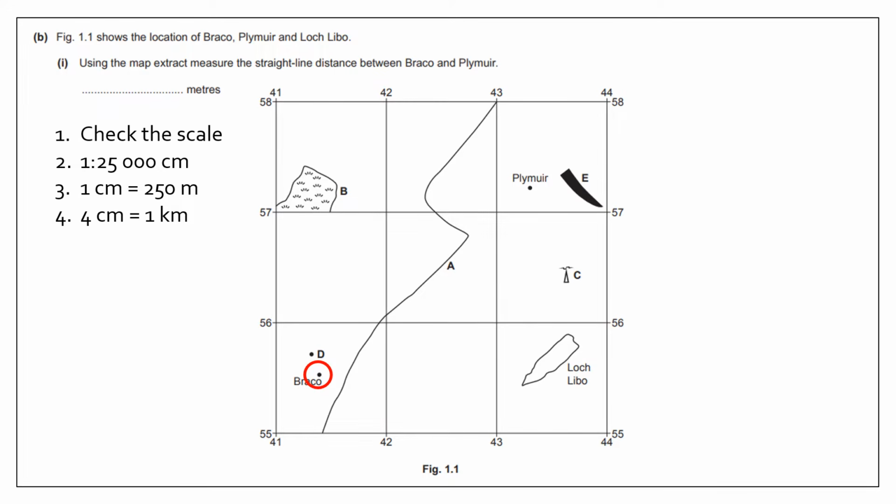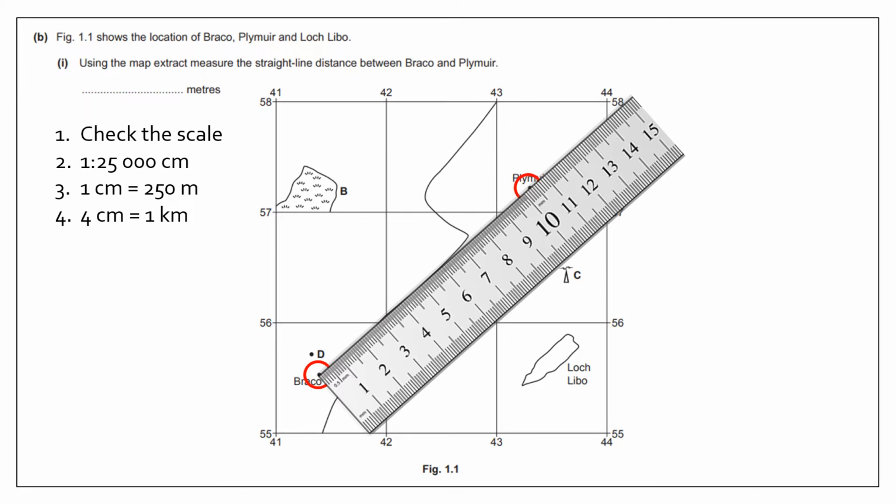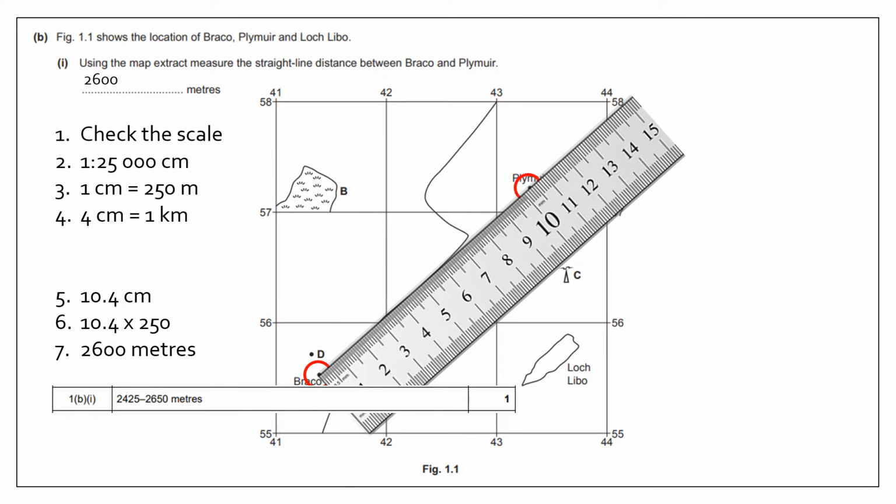I'm going to circle the start point, I'm going to circle the end point, and that gives me my focus. I'm going to put my ruler and I might draw a faint line between the two points or just use the ruler. I'm going to measure that at 10.4 centimetres. From that, I'm going to times 10.4 by 250, and that's going to give me an answer of 2,600 metres. So I'm going to put that in, and then I can see that that falls nicely within the area of tolerance.